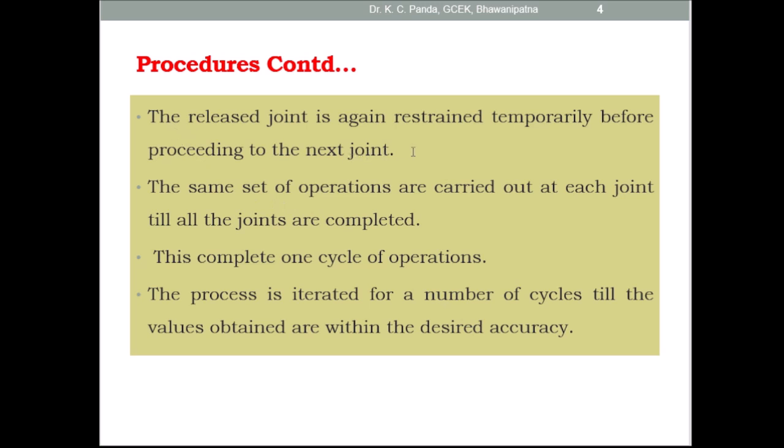Then the released joint is again restrained temporarily before proceeding to the next joint. The same set of operations are carried out at each joint till all the joints are completed. This completes one cycle of operations. The process is iterated for a number of cycles till the values obtained are within the desired accuracy.